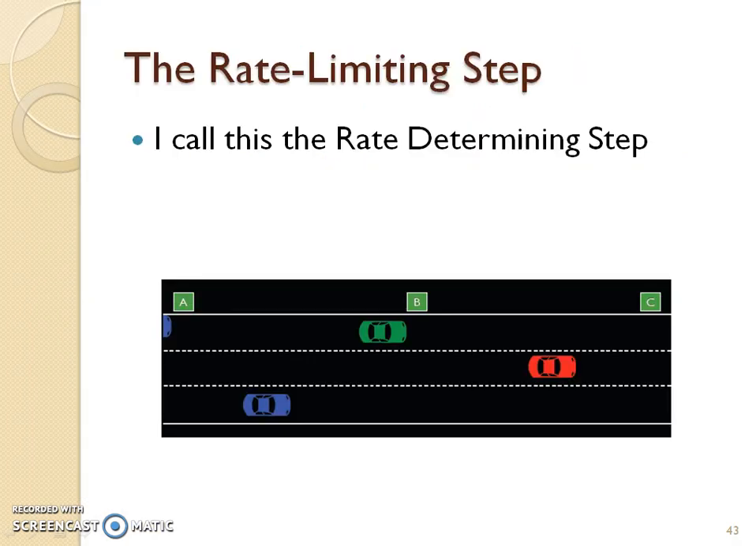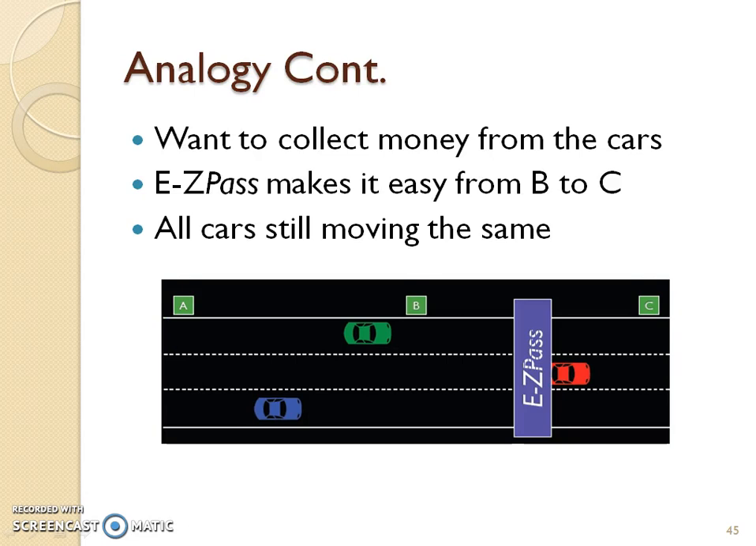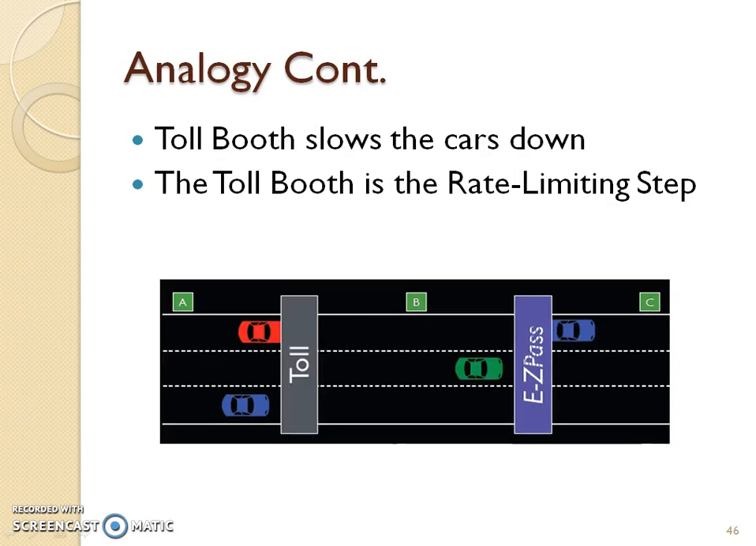So again, my notes include his example of these cars. I call it the rate determining step. He gives us this analogy of cars going from A to B to C. Nothing is slowing them down, so they're all going at the same rate. However, if we put an easy pass in, now we need to collect some money, but that easy pass still lets everybody go at the same speed. Now let's put a toll booth in. At that toll booth, the cars that need to stop and actually pay the toll by cash are going to slow down that rate. So the toll stop would be the rate determining step.